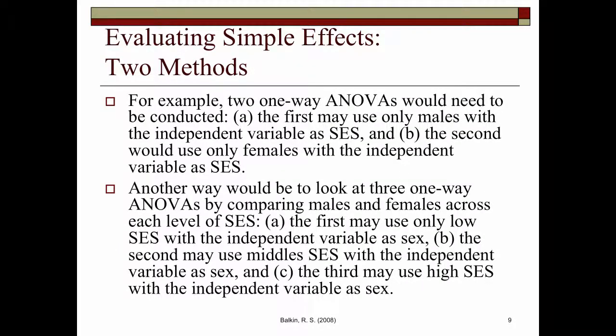Now there are two ways that we could evaluate simple effects. The first way is that we could separate males and females, and look at low, middle, and high SES depression scores for males only, and then look at low, middle, and high SES depression scores for females only. So we separate males and females. The other way we could do this is to separate based on socioeconomic status. So we could look at the differences between males and females in the low group, differences between males and females in the middle group, and differences between males and females in the high SES group.